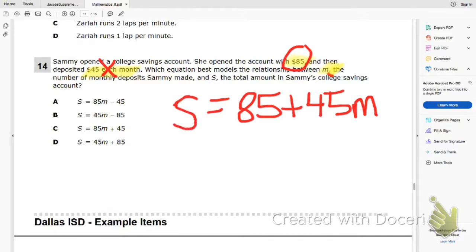So first thing you see is that we know it's positive because you deposit, you receive it. A is out. B is also a minus, so B is out. So we're left with C and D. The only answer choice that matches it exactly is going to be D. And a lot of people are going to argue that it's C because they see the order. You see 85 first and they see 85 here. But there's no variable behind it. So therefore the answer is D.